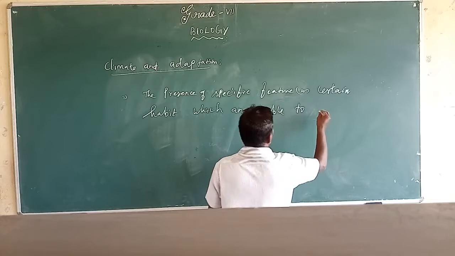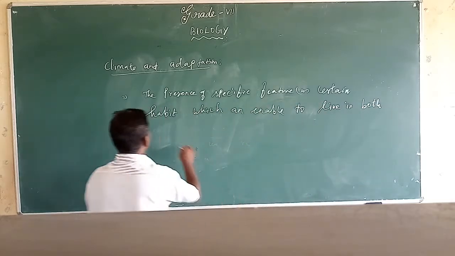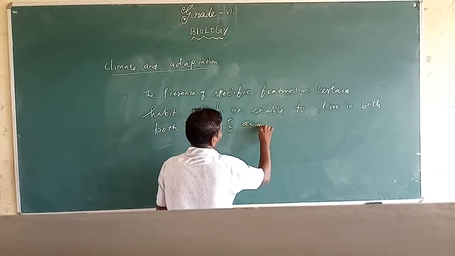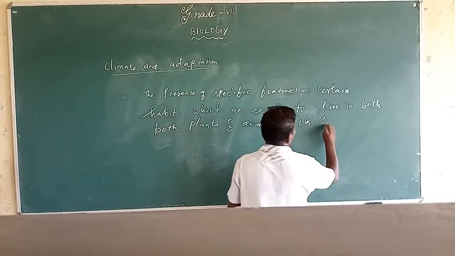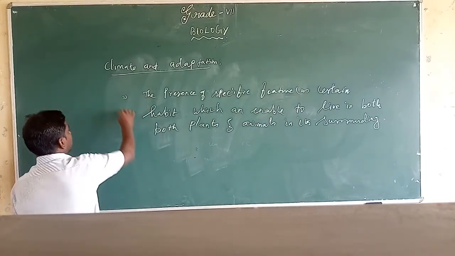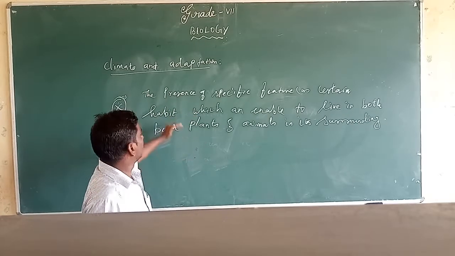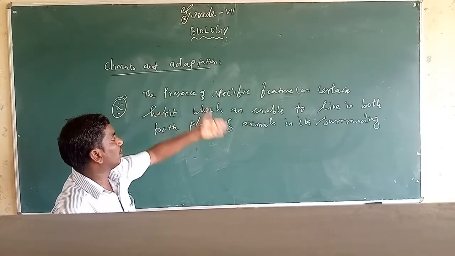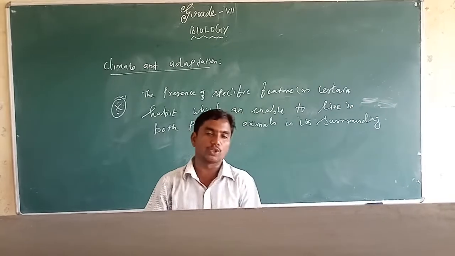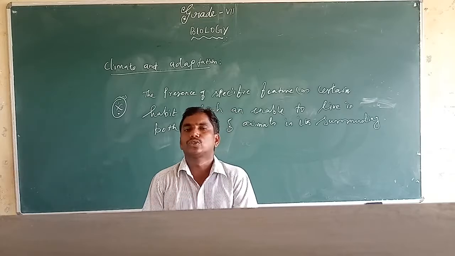The specific features or certain habits which enable both plants and animals to live in their surroundings is called adaptation. It is very important to mark this. So the specific features or habits which enable plants and animals to live in their surroundings is known as adaptation.